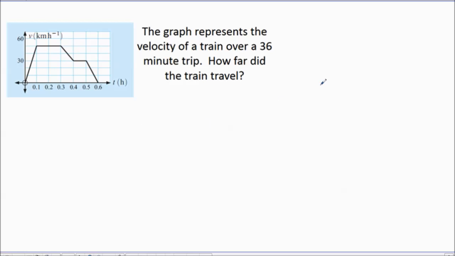Okay, let's look at a visual example. Here's one with a graph. The graph is going to represent the velocity of a train, and it's going to do a 36-minute trip. Notice the way this is labeled. They say 0.6 hours, and you'll notice that 0.6 hours is the same as 36 minutes. Okay, so that lines up.